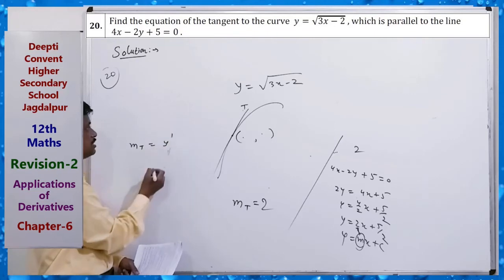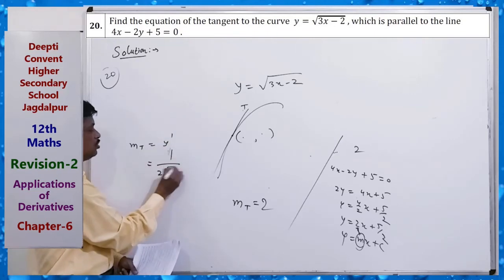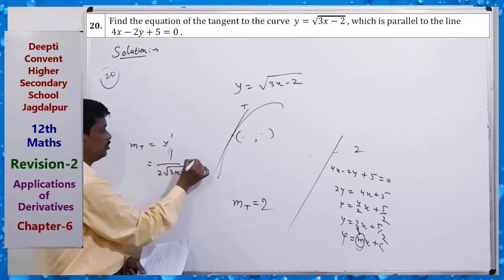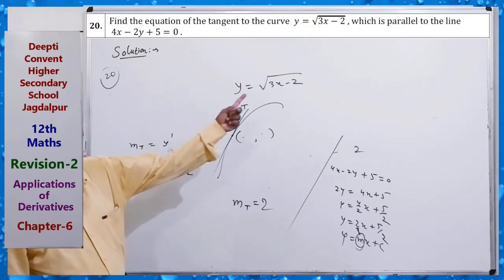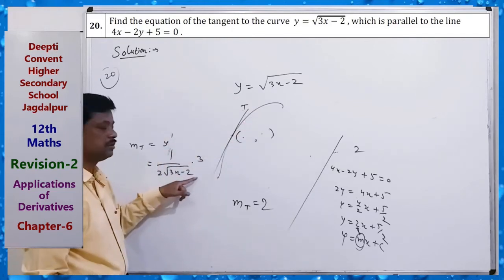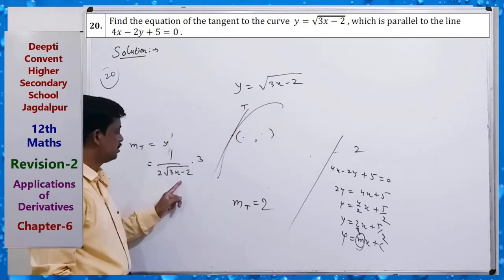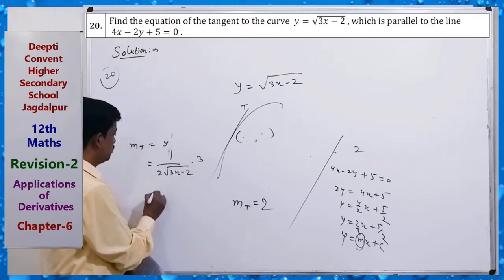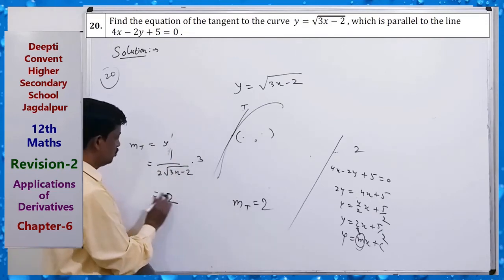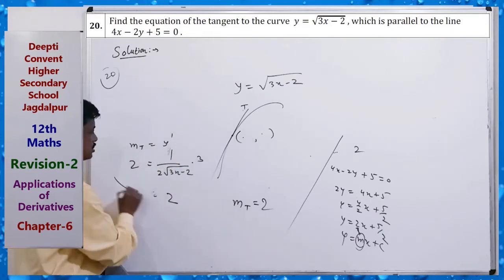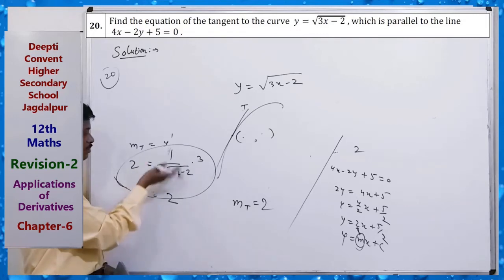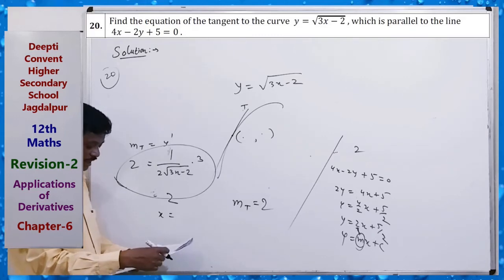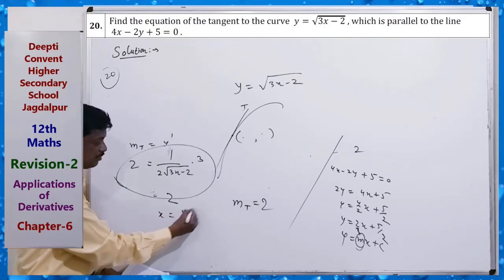y dash means 1 upon 2 root of (3x minus 2), into 3, the derivative of the function inside the root. So 1 upon 2 root of this, times the derivative of this, equals the slope, which is 2. So this equals 2. Now you can solve it by squaring on both sides and get the value of x.